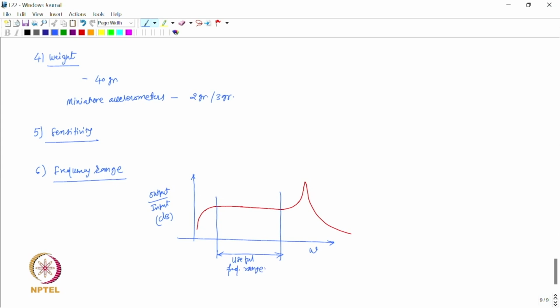Okay, of the accelerometer, and so this peak here is nothing but the resonance. So, this is the resonance of the accelerometer, and this frequency is nothing but the natural frequency of the accelerometer. This is the natural frequency of the accelerometer.